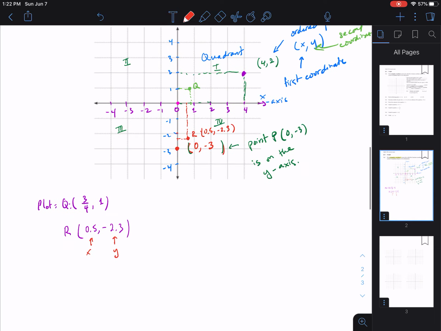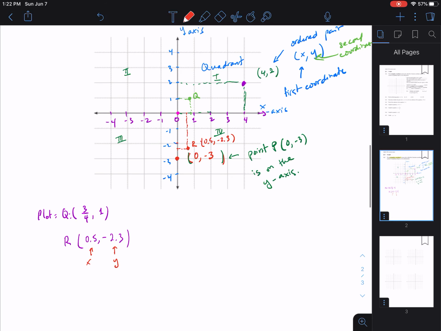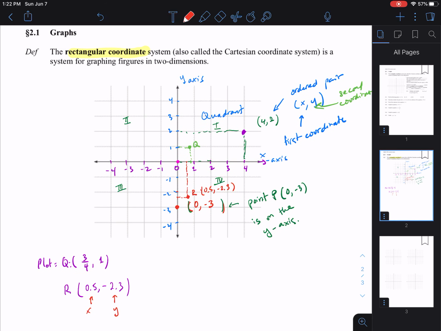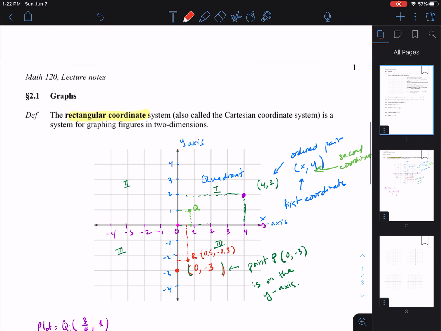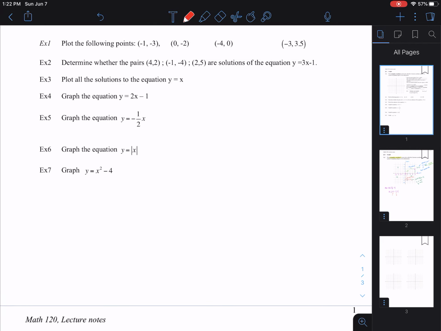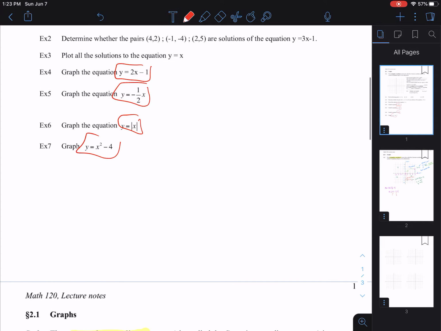Okay. So that's pretty much the basic thing that we learned from Math 100. It's just what is the rectangular coordinate system, how do we plot points, how do we identify the quadrants, which direction is negative and positive. Let's get into some examples of how to graph a certain equation. So let's look at this equation, this one, and this one. So these are the examples I want to go over in this video here.